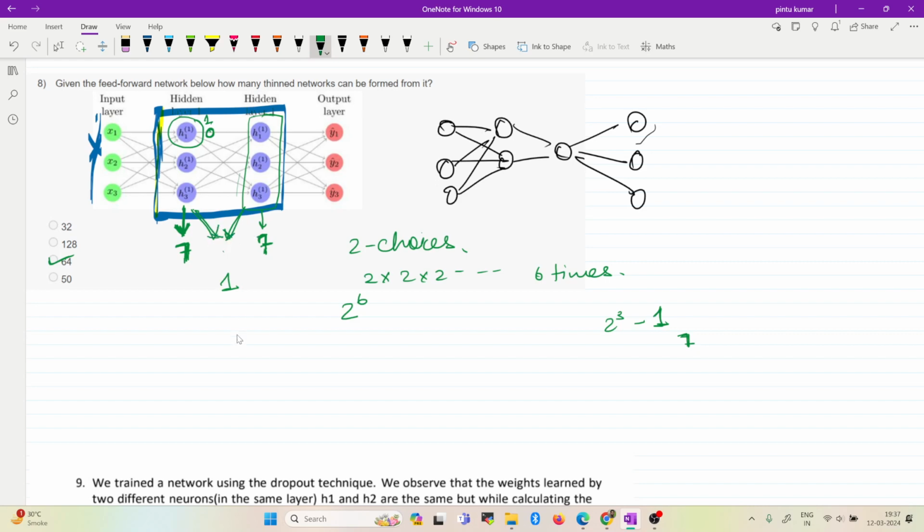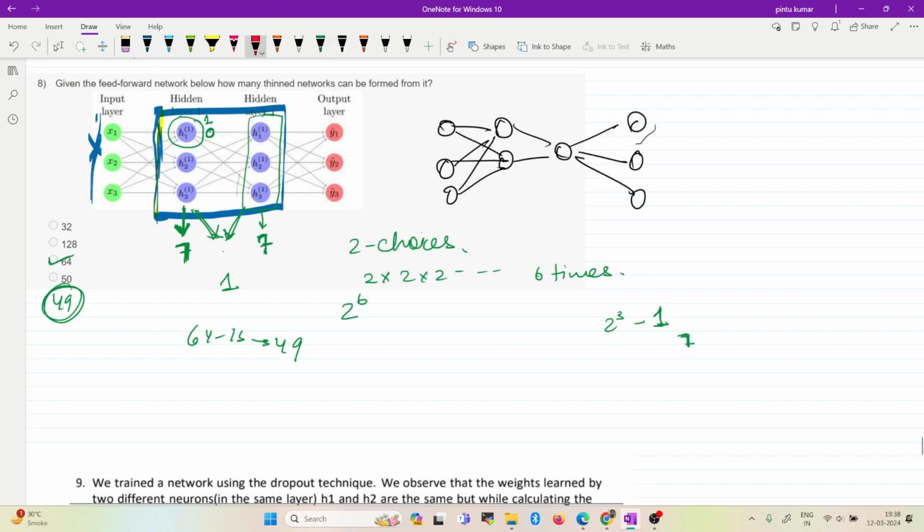So that would lead us to 64 minus 15. I think that should lead to 49, but 49 is not an option over here. So I think the person who created the question didn't think in the way that we should not drop all the nodes in a layer. I think you are correct, Naman, that we can't drop all the nodes. I'm not sure whether they have considered this in the options or not. I think I'm making the correct calculation.